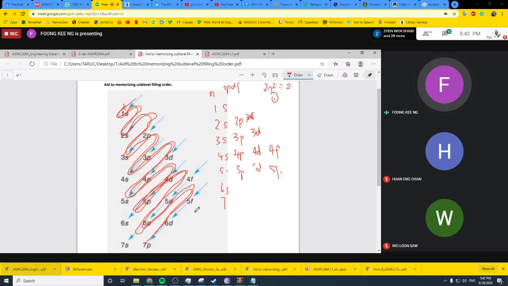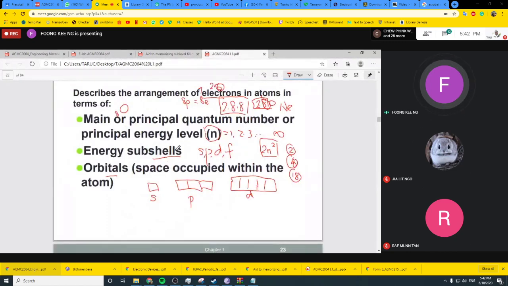Is it clear? Is this clearer, class? Yes. Is this better than the first time I saw you? Yes. Clearer, huh? So true. This is the only thing you need to know about electronic configuration.